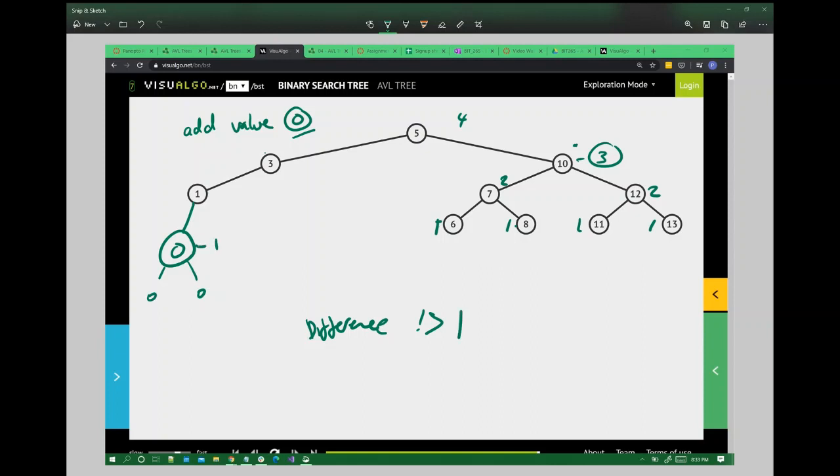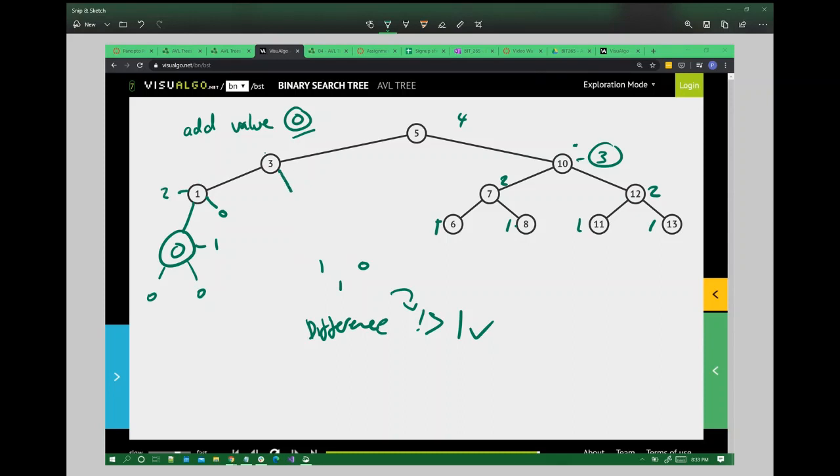If we look at node reference 1, the left child is at level 1. The right child is empty, which is at level 0. Again, the difference between 1 and 0 is 1. Still satisfies this condition that we have. So this works as well, and we will call this level 2.